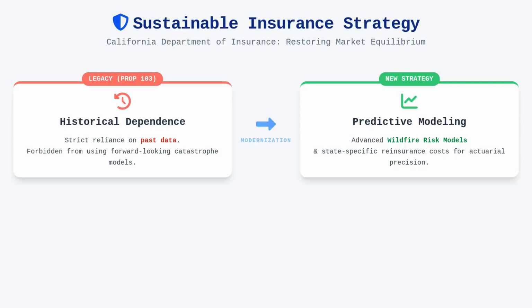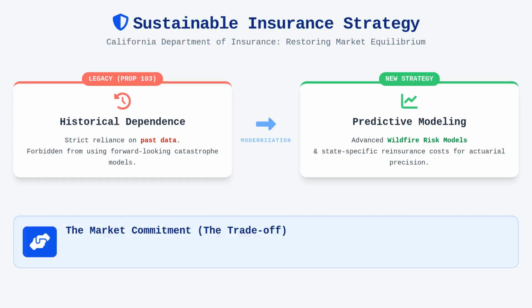The Sustainable Insurance Strategy modernizes this by permitting the use of advanced, predictive wildfire risk models and state-specific reinsurance costs in rate filings. In exchange for utilizing these precise tools to set more actuarially sound rates, private insurance companies are required to fulfill specific market commitments.